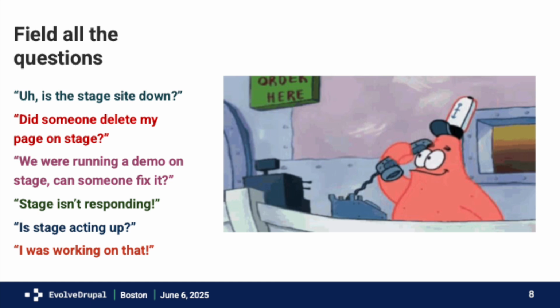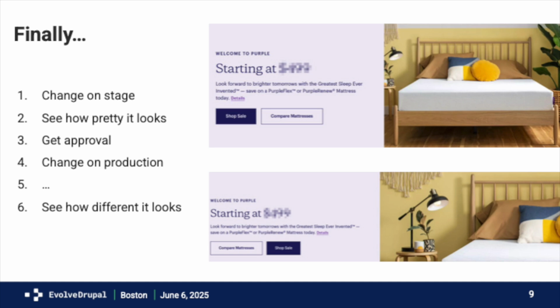That's the other issue with the traditional stage site: people treat it as some pristine copy that can never be touched, when in reality, it's often needed to experiment with other changes like code changes or new features or things like that. So finally, okay, we make the change on stage.